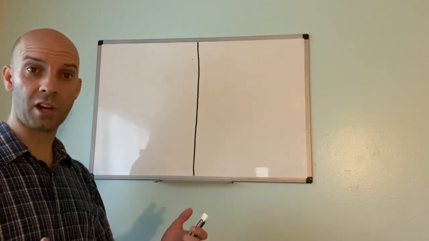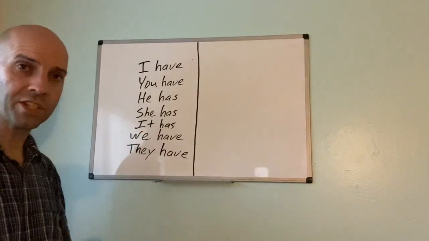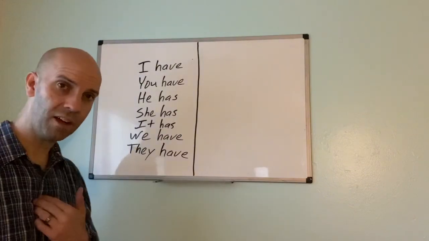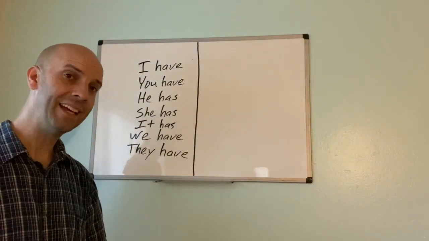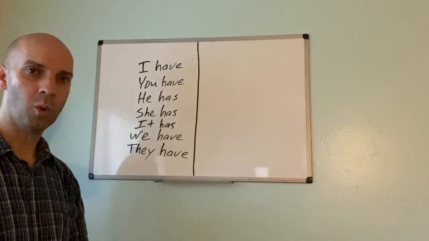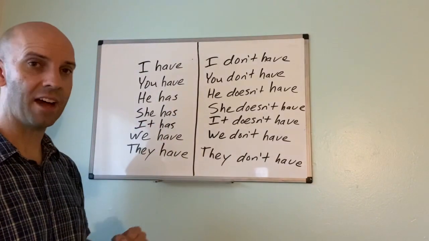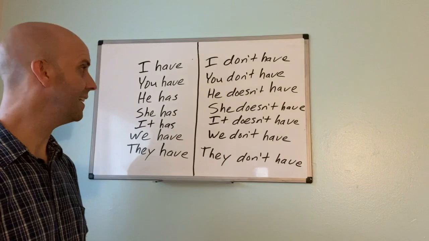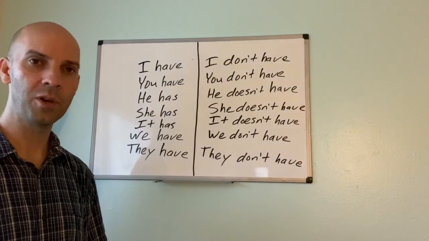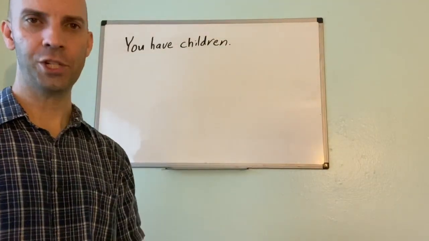Let's start with the conjugation of the simple present. We'll start with a very common verb, which is have. Here's the conjugation for the verb have. We say, I have, you have, he has, she has, it has, we have, they have. The negative is, I don't have, you don't have, he doesn't have, she doesn't have, it doesn't have, we don't have, they don't have. You have children.